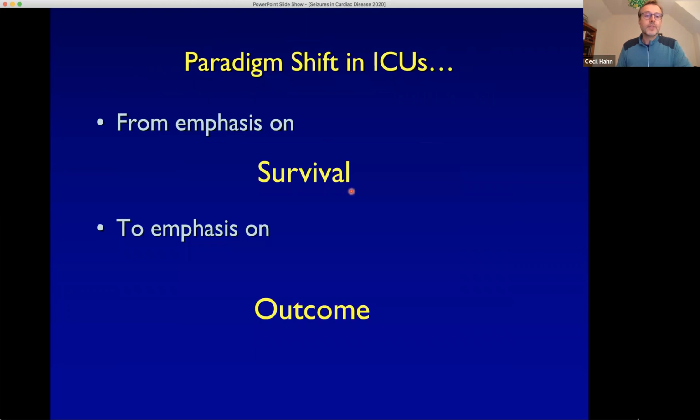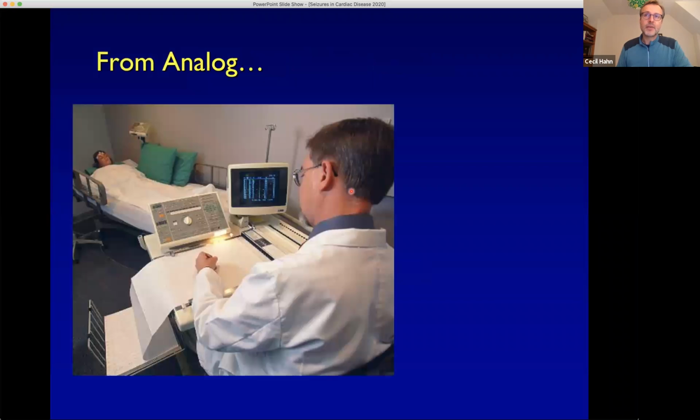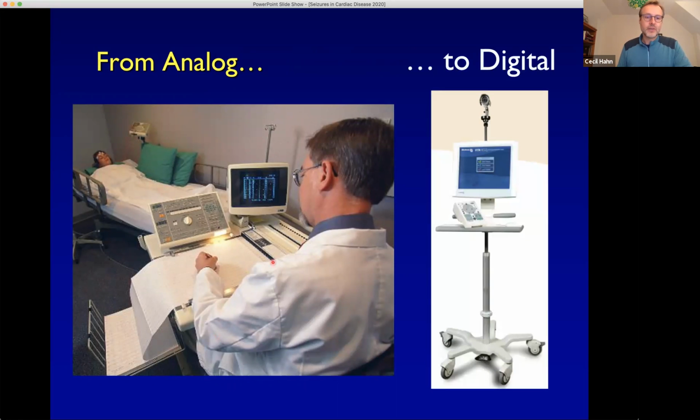And I would say over the last decade or so, there's really been a paradigm shift, obviously in the ICU, from an emphasis on survival to outcome, especially neurodevelopmental outcome, and a paradigm shift in how we use EEG. So this is what EEG machines used to look like about 20 years ago. They were analog paper-based devices with pens, and now they look like this. These are the ultra-portable devices that can be rolled to the bedside, and they have a video camera, right? And it's all digital-based, and we can actually review this data remotely as well.